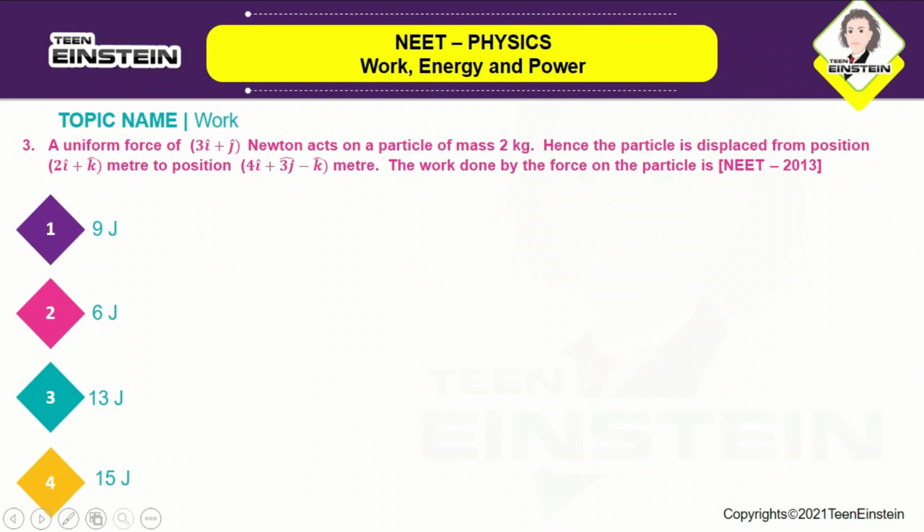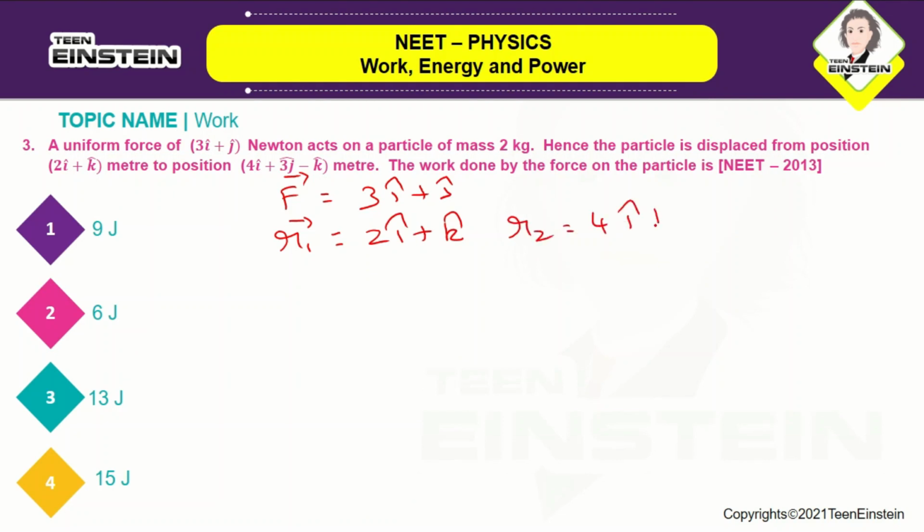So first you write down the force acting on the particle. F is equal to 3i plus j. This is the force acting on the particle of mass 2 kg, and they are giving two different positions. So first you write down R1. R1 is 2i plus k, and R2 will be 4i plus 3j minus k.